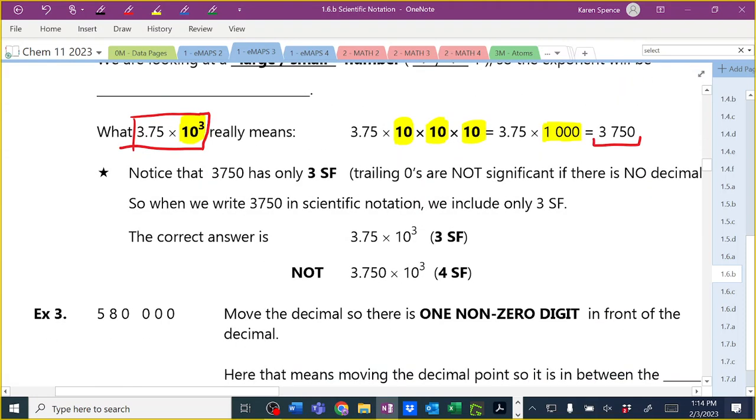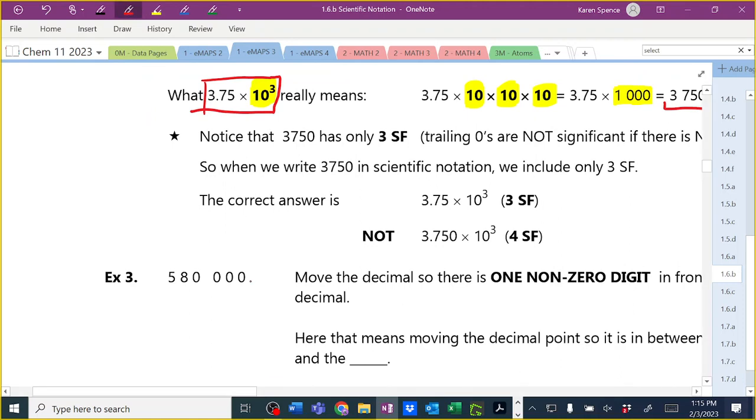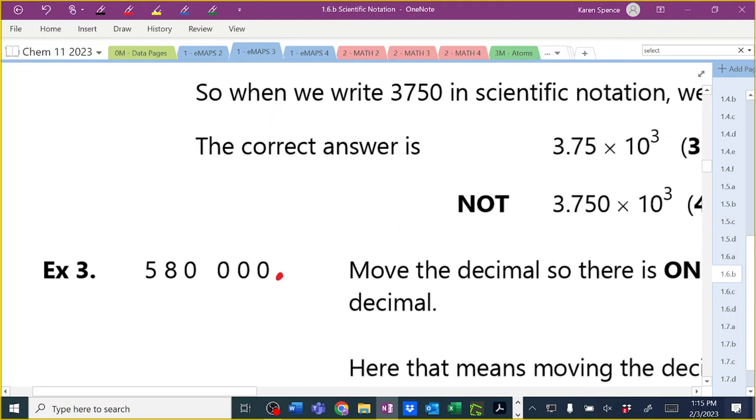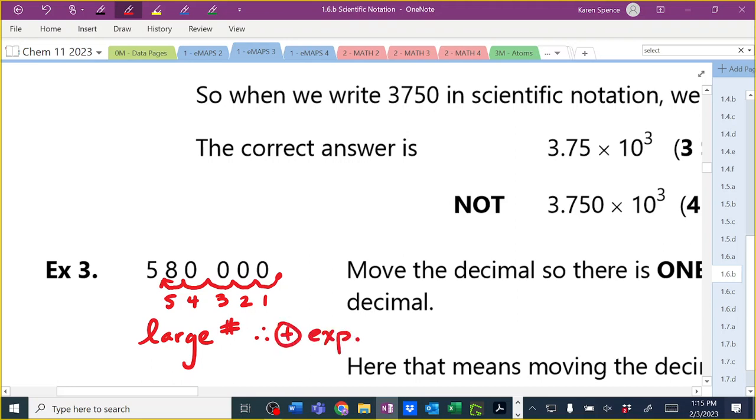This is just a bigger number. I'm not sure we need one more example, but we're going to do it anyway. Here's our number. We move our decimal place. Whoa. 1, 2, 3, 4, 5. This is a large number. Therefore, we need to have a positive exponent.